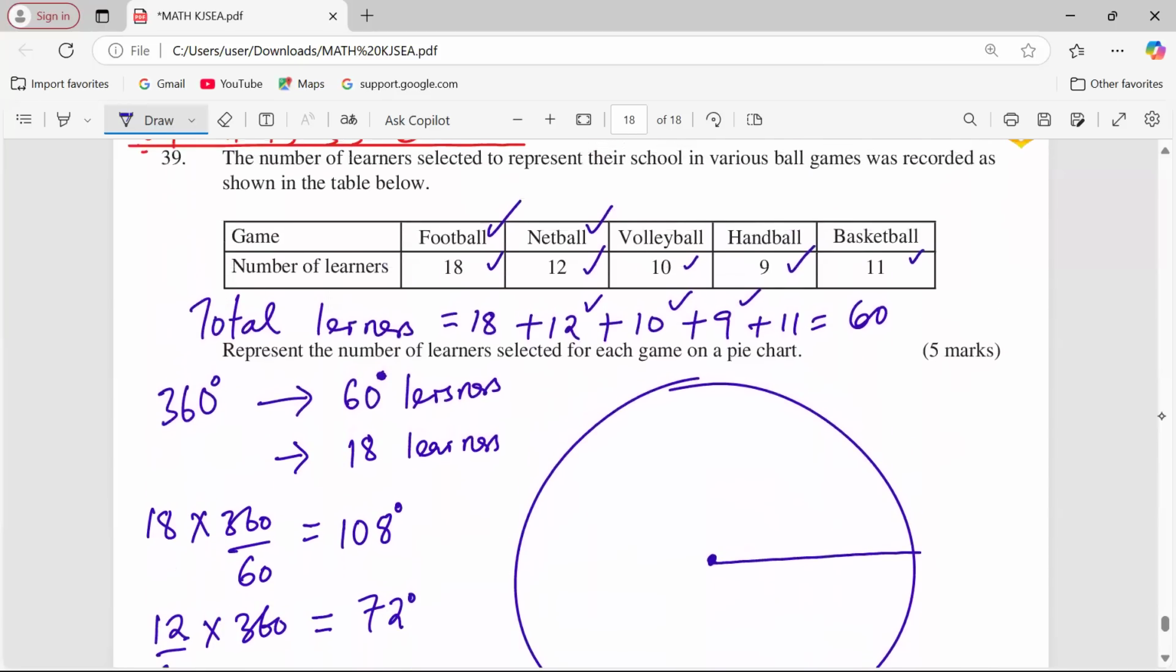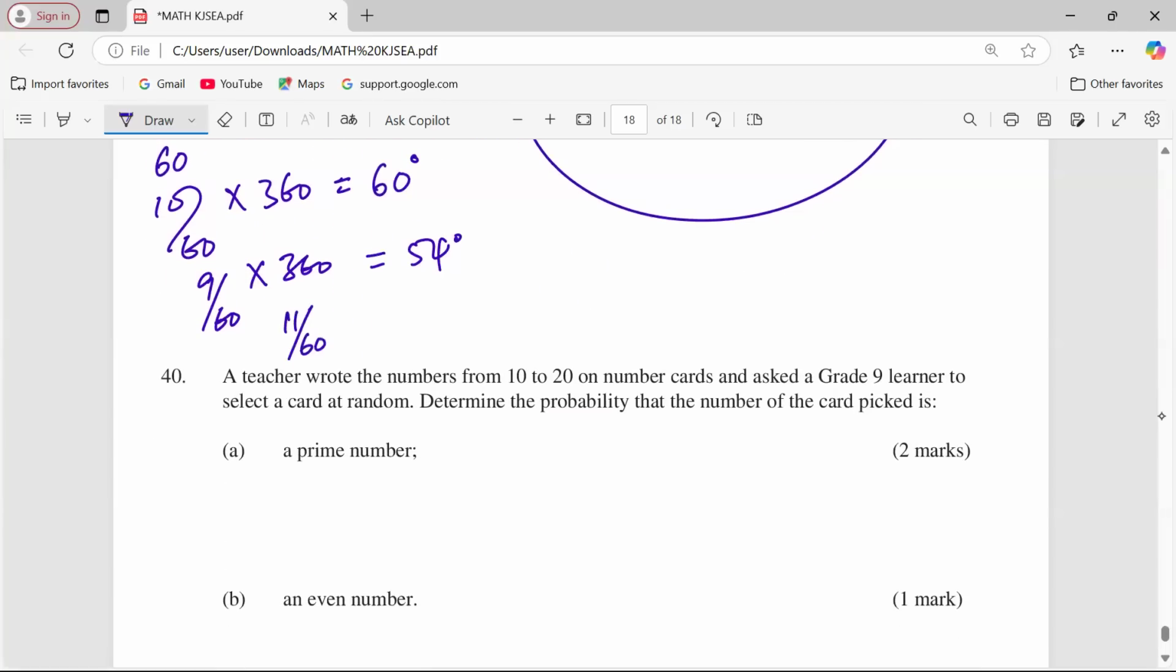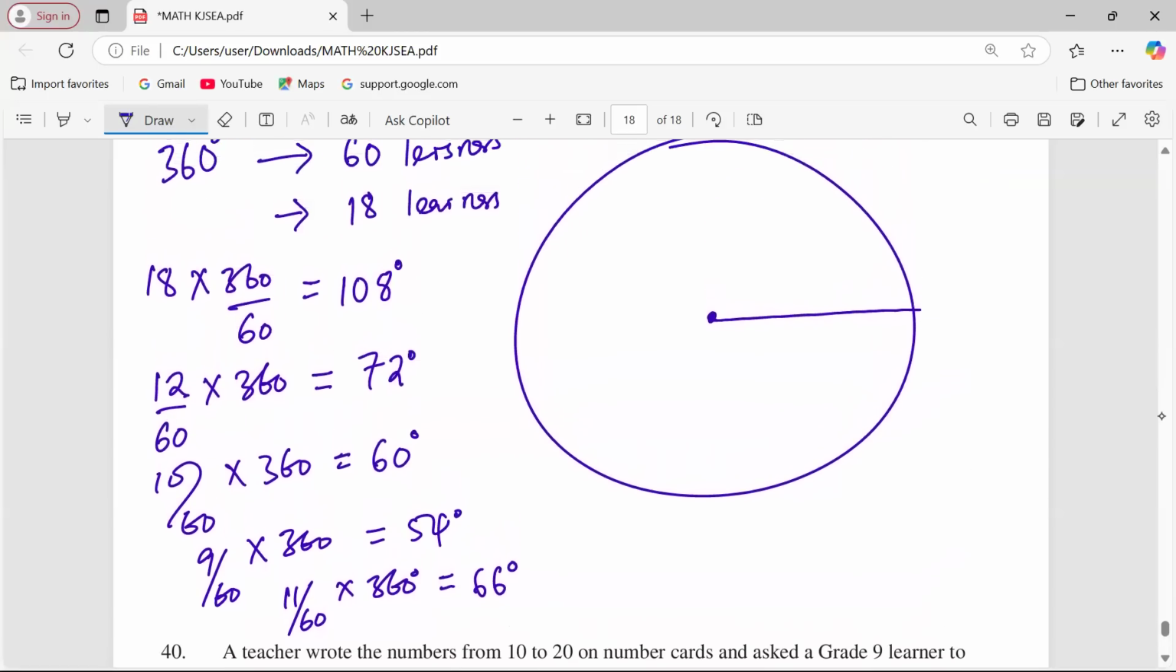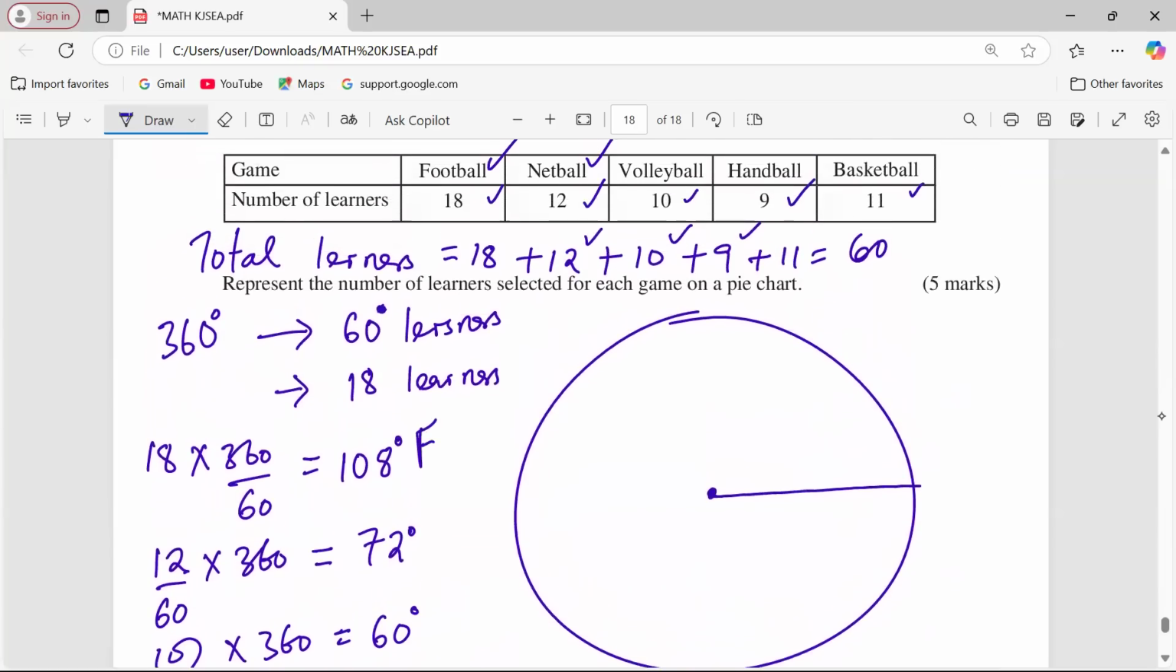Then finally, we have 11 learners for basketball. 11 over 60 by 360 for basketball is going to be 66 degrees. Yeah, that way. So we have the angles and the learners they represent. The first one is football. The second case, we have the netball. Then volleyball.